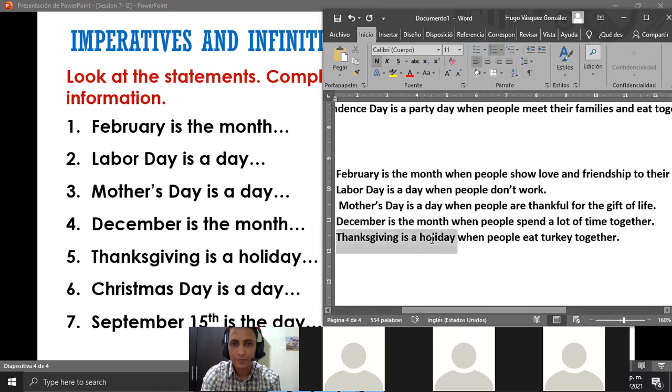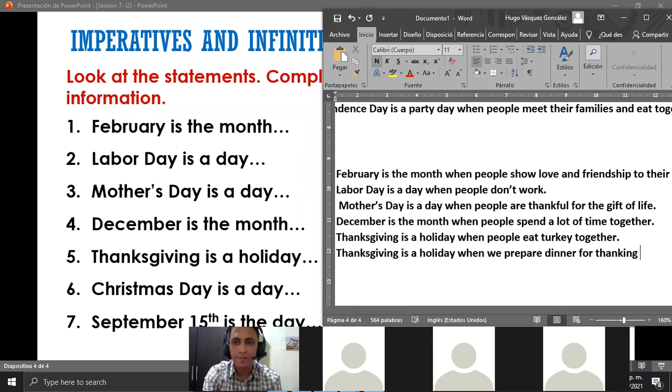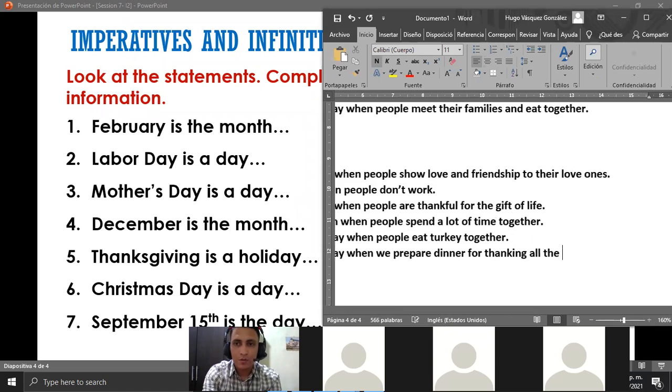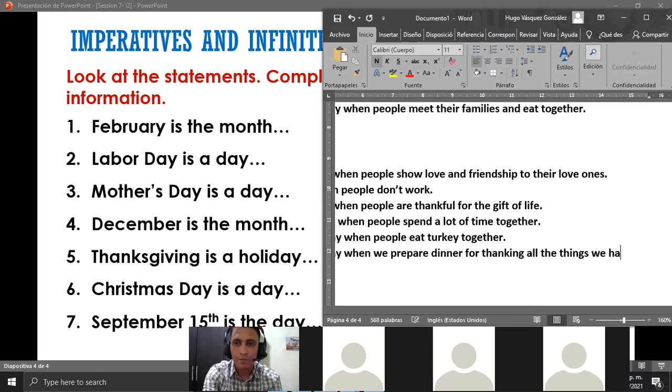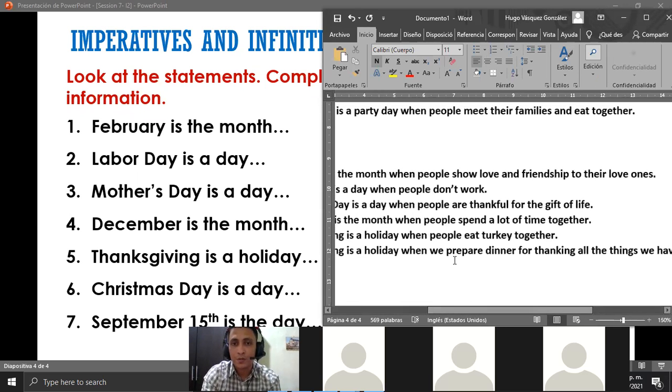Thanksgiving is a holiday when we prepare a dinner for thanks for all the things that we have. Prepare dinner for? For thanking all the things that we have. Very good. For thanking all the things we have. Yes. That's another example.